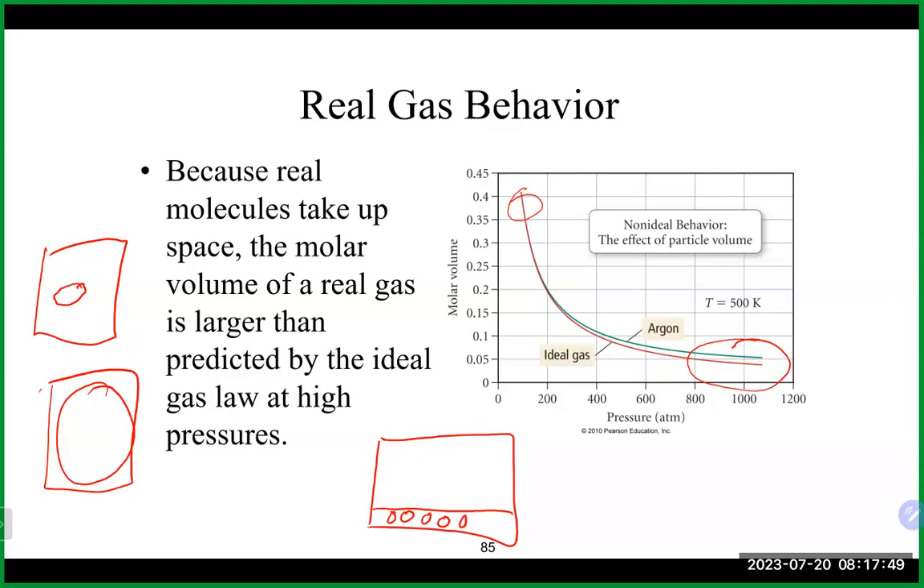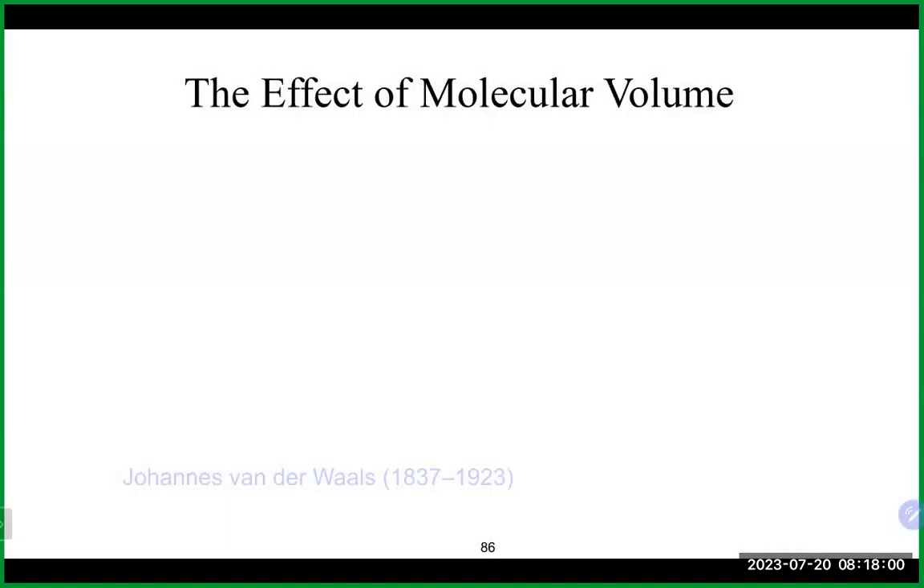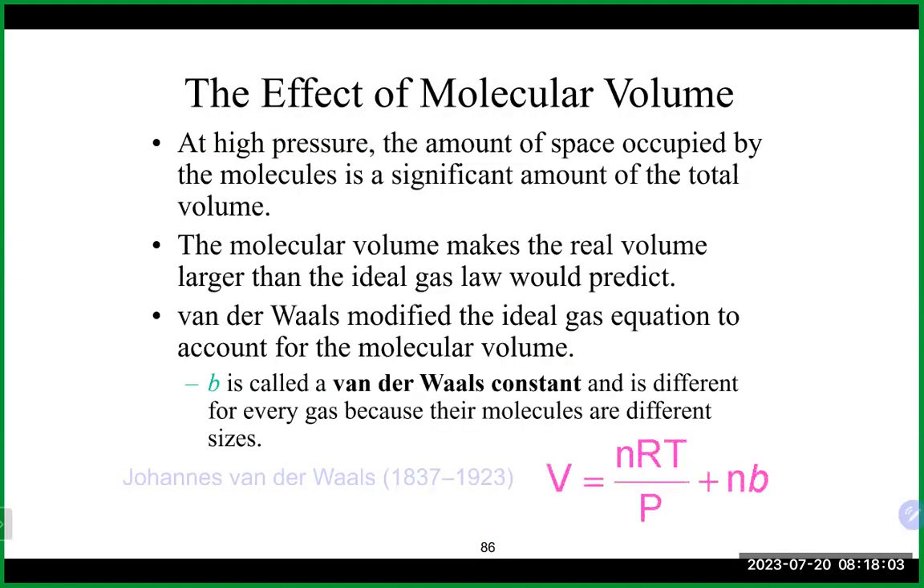And that's because, again, under these really high pressures, everybody is very, very close to each other and taking up space, rather than having plenty of room to fly around in. The effect of molecular volume was looked at by our good friend van der Waals, which we'll talk about in the next chapter. A lot of what he did was intermolecular forces and how molecules interact with other molecules. And at high pressures, again, that amount of space that's occupied by molecules is significant. So really, van der Waals came up with a correction value for the ideal gas law to take that into account.